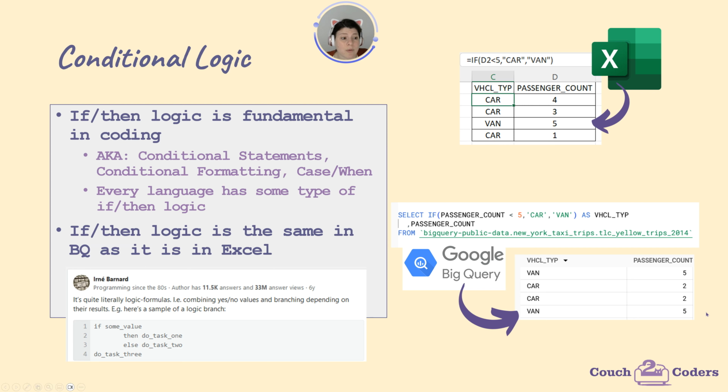And so this would be the outcome. And we can see that the logic is exactly the same. The numbers aren't exactly the same because I am actually pulling from our taxi trip data, but we can see when you have a passenger count of 5, it's van. When it's 2, it's car.